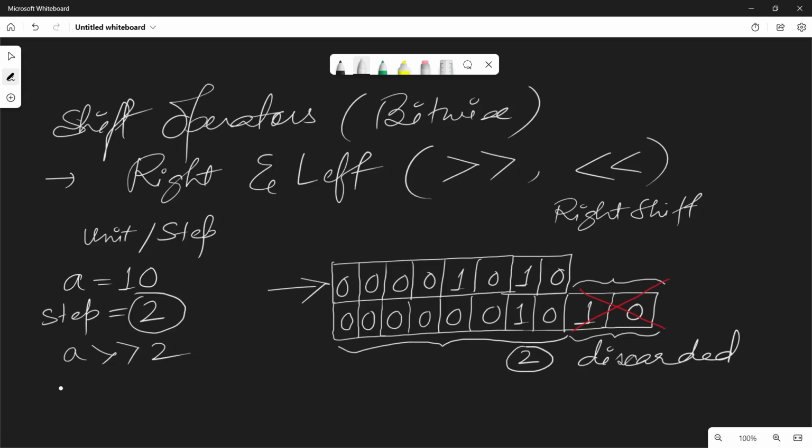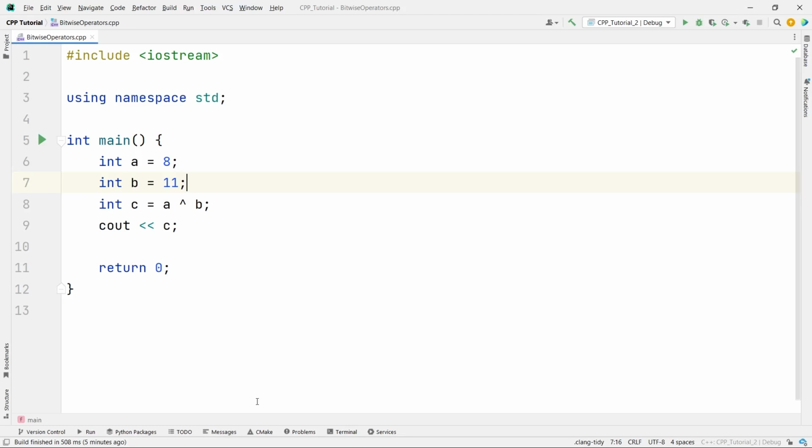So whenever we shift 10 to the right by 2 units, the answer is 2. Okay. So you can see that whenever we are going to the right, the value actually decreases, right? Generally, when we do right shift, the value decreases, right? So let's go to our IDE and try to solve this. Okay.